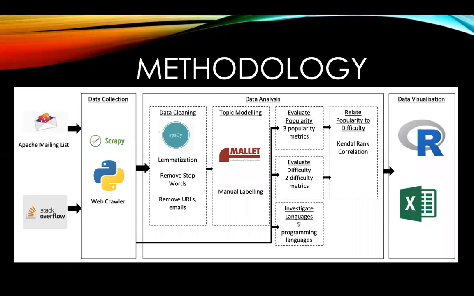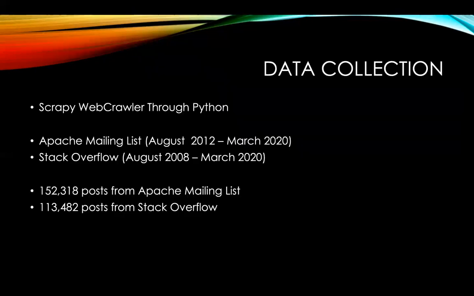So here's a brief overview of the methodology that we used to answer these questions, and I'll go over this in more detail in the coming slides. So data collection is the first step we took. In order to achieve this, we used a combination of web crawlers, which we implemented through a library called Scrapy. And we also used a pre-existing data set that included posts related to Hadoop and Spark on Stack Overflow. And in total, we collected 150,000 posts from Apache mailing list and 110,000 posts from Stack Overflow.